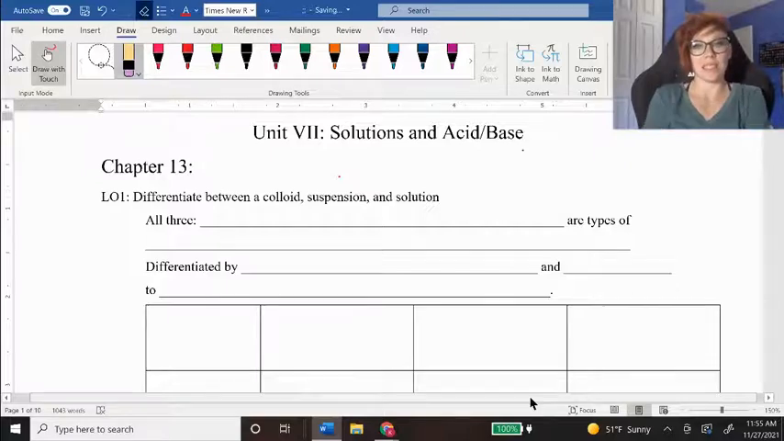Hey guys, this is Unit 7, Solutions, Acid Base. This is chapters 13 and 14 in the textbook. Last unit of the semester, yay!